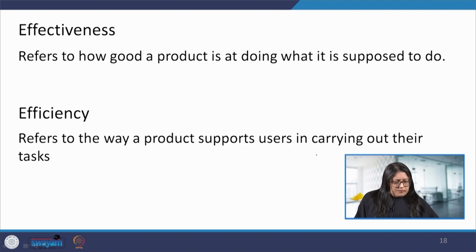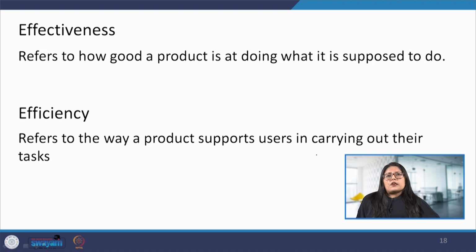Now effectiveness. The question we can ask is, is the user able to carry out their work effectively? Effectiveness refers to how good a product is at doing what it is supposed to do. If I am wearing a fitness watch and my purpose is to measure my steps, but it also measures steps when I am driving, so it is measuring the distance, is it effective? Is it doing the job it is intended for? If it is not, then something needs to be changed.